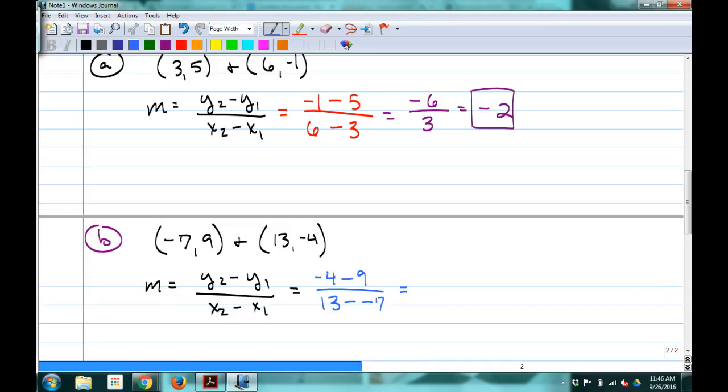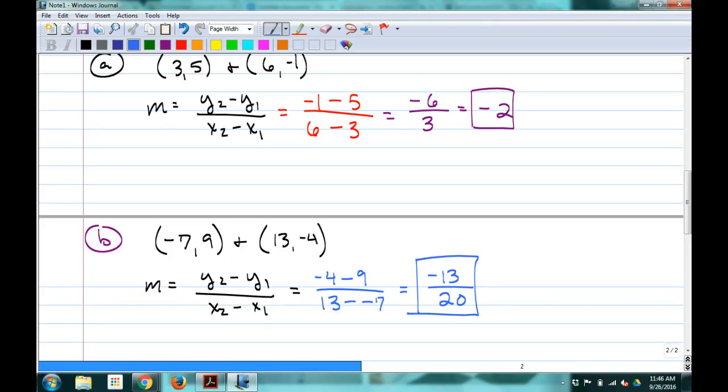So -4 minus 9 would be -13. 13 minus -7, same as 13 plus 7, which would be 20. So -13 over 20 does not reduce. So that's what we get as our slope. So the rise would be down 13, and then we would go over 20. We start doing that on a graph later on. Okay.